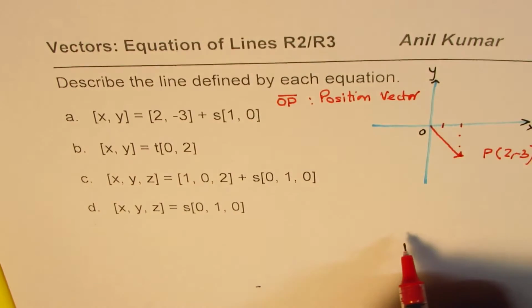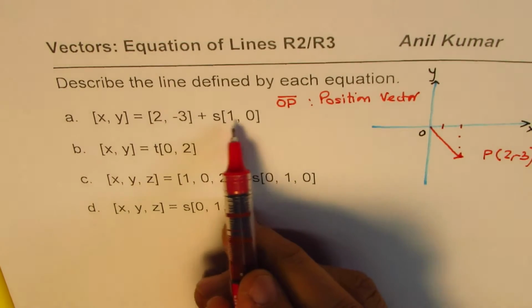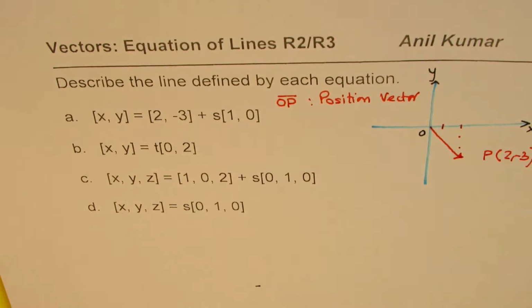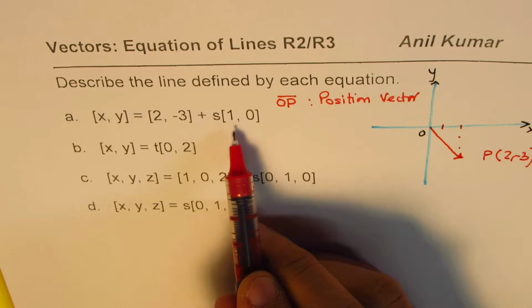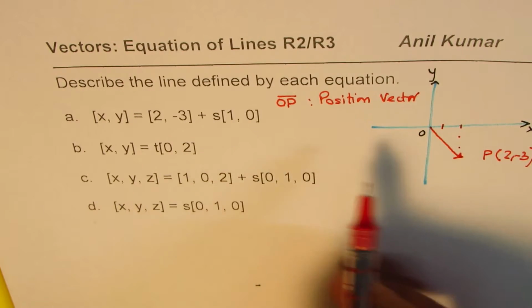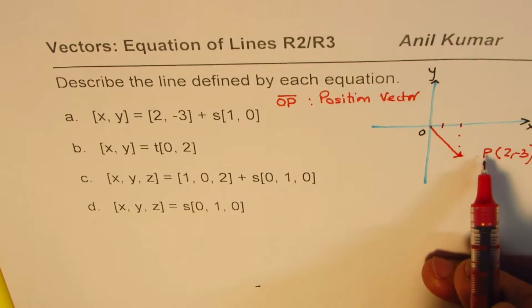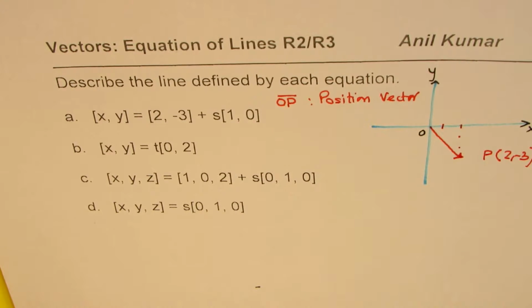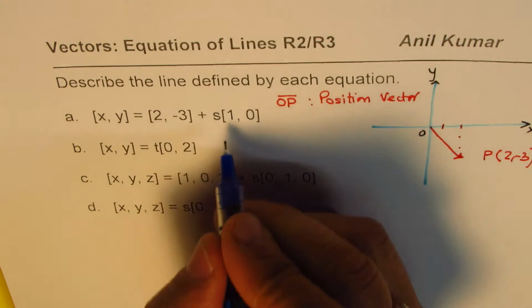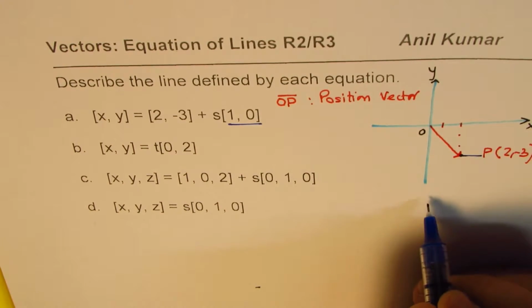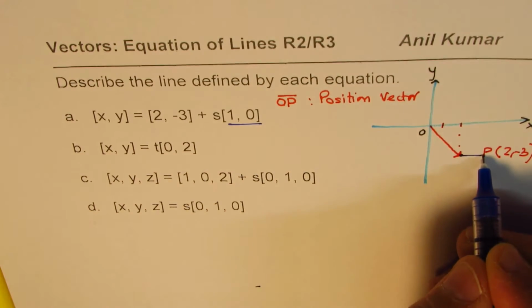Now, the second part is the direction. We are given the direction (1, 0). What does it mean? (1, 0) means that you move 1 unit in x, and how much in y? 0. So you don't move up and down. So from here you move 1 unit right, but 0 units up and down.